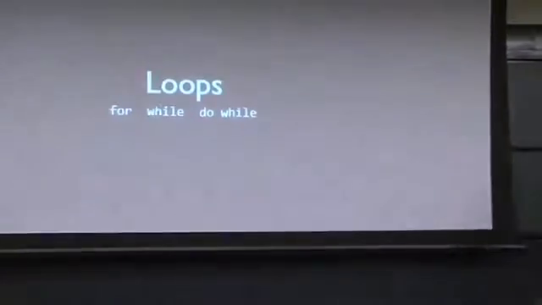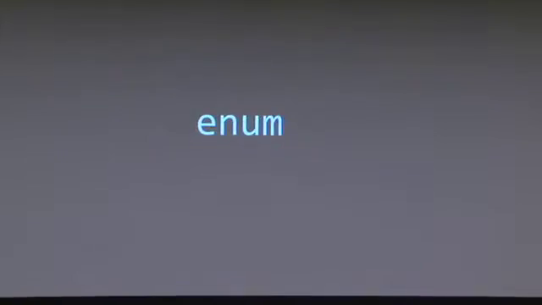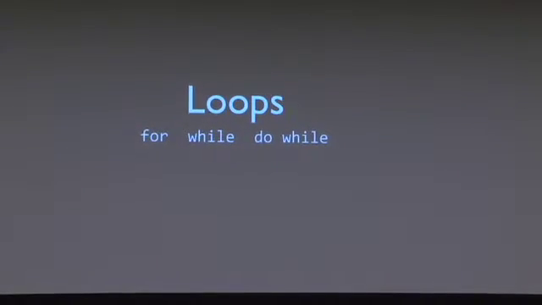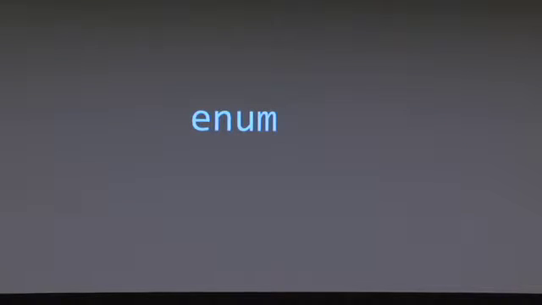Loops, sort of old school style: for, while, and do-while loops. Pretty much in all three cases identical, as we'll see, to the world of Java. But then two features are worth pointing out here because they'll be useful before long. So C has this notion of an enum, an enumerated value, and we might use this for the following reason.